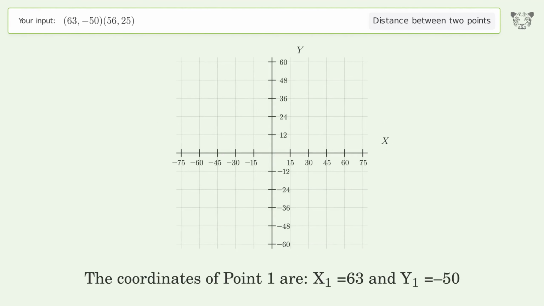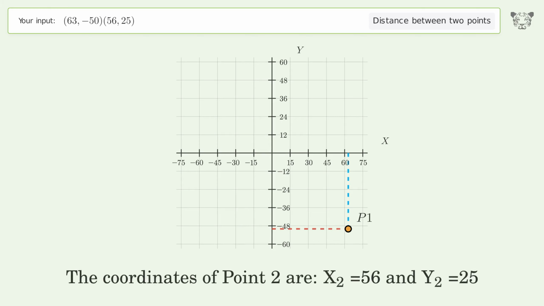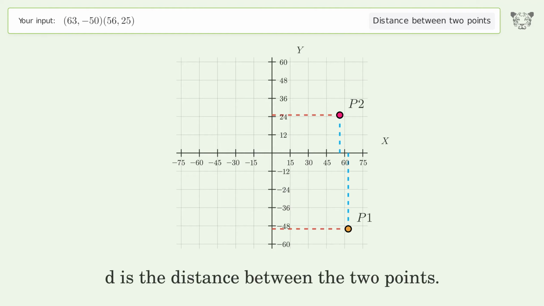The coordinates of point 1 are, x1 equals 63 and y1 equals -50. The coordinates of point 2 are, x2 equals 56 and y2 equals 25. D is the distance between the 2 points.